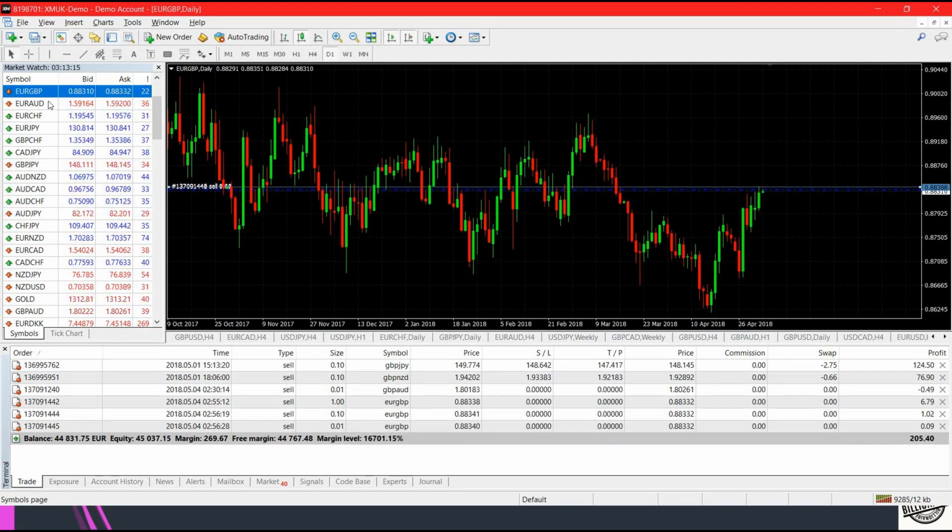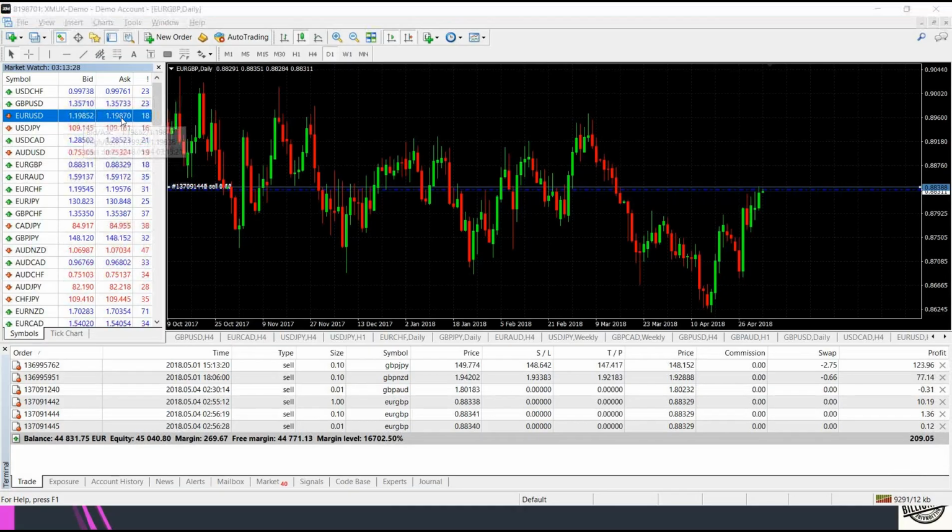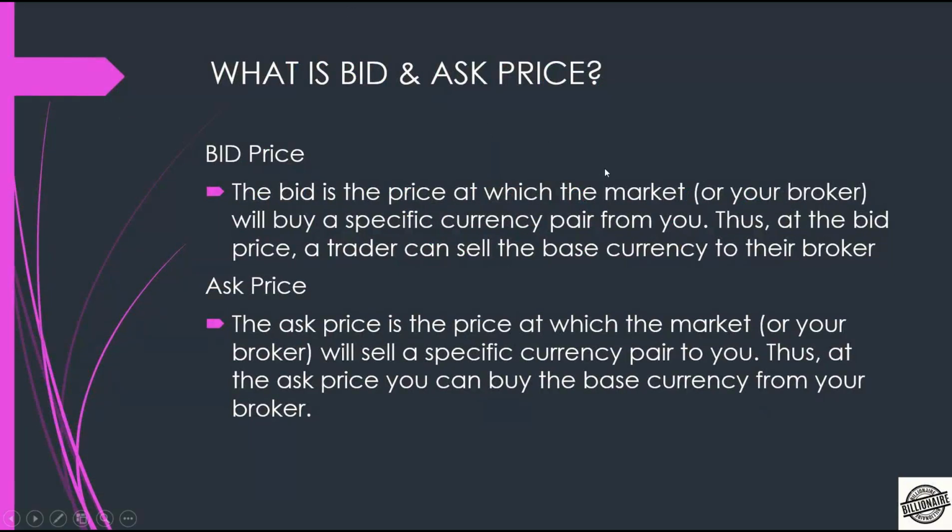Now, if you come on here right now, let me look for Euro USD. That's our base currency, the one that we like to trade. If you look at this, this is the bid price, and this is the ask price. What does it say? The bid is the price at which the market or your broker will buy a specific currency pair from you. Thus, at the bid price, a trader can sell the base currency to their broker. The ask price is the price at which the market or your broker will sell a specific currency pair to you. Thus, at the ask price, you can buy the base currency.